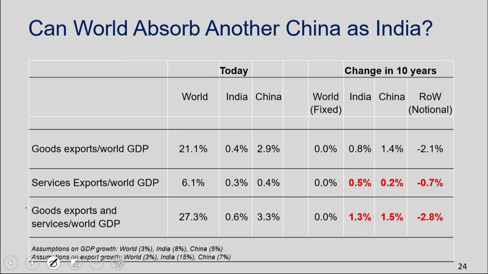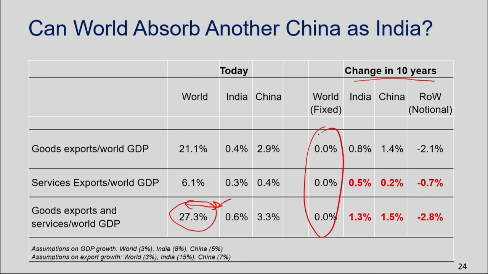Okay, so the way I think about this is, think of this as the world exports of services and goods to GDP. Remember, in the first chart I showed you, there are great doubts about whether this can increase like it did in the past or not. So let's assume this is going to be fixed, as the political constraint on our being able to export. So in terms of the change in the next 10 years, let's say this is fixed, i.e. the world cannot absorb more exports to GDP.